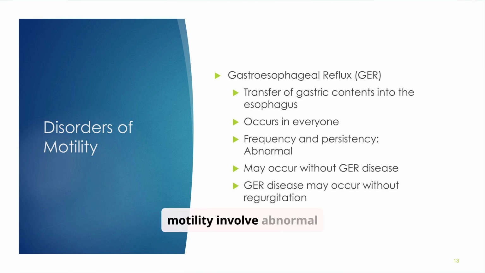Disorders of motility involve abnormal movement of contents through the digestive tract. Gastroesophageal reflux, or GER, is a common example involving the transfer of gastric contents into the esophagus. While GER occurs in everyone, its frequency and persistency can be abnormal, potentially leading to GERD. It's important to note that GER can occur without GERD, and GERD can occur without visible regurgitation.